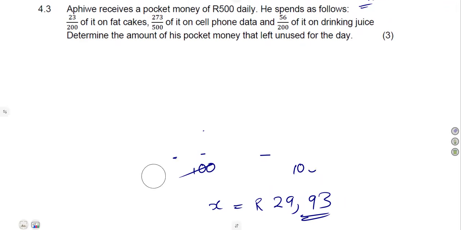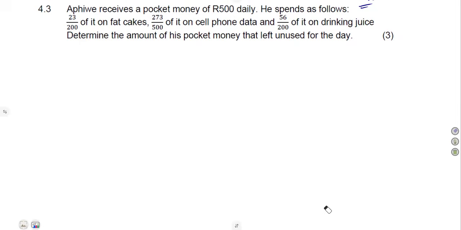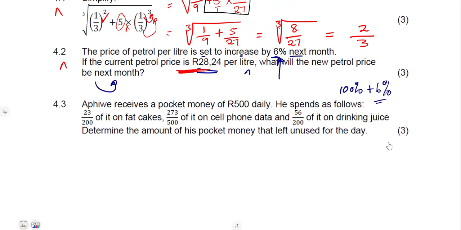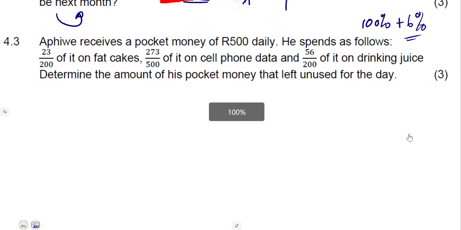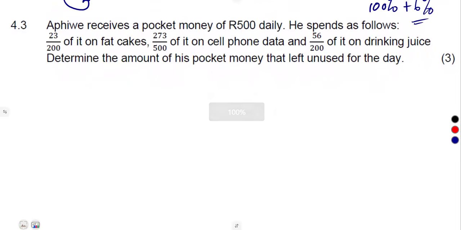So we can see we've got the same answer there, just like the previous one. All right. Then we are given another part, which is 2.3. Apiwe receives a pocket money of $500 daily. That is what is given. He spends as follows: 23% on fat cakes, this one on a cell phone, this one on drinking juice. Determine the amount of his pocket money that is left unused for the day.